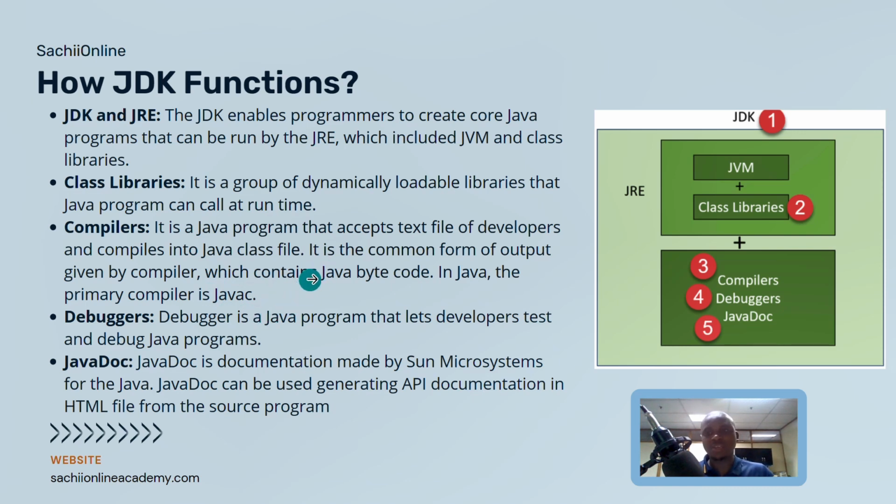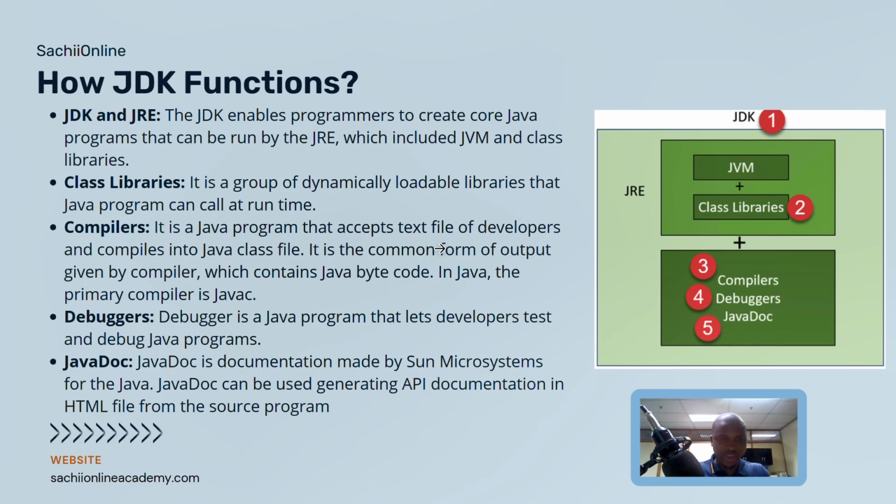So what we are saying here is that in the JDK, we have the JRE and then these other tools. And then the compiler, what it does is, whenever you create your Java file and write your code there, and then you want to test it, the compiler will compile that code, and then it will give you the class file.